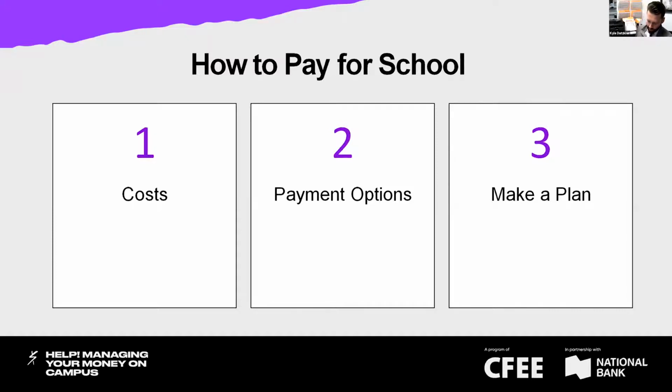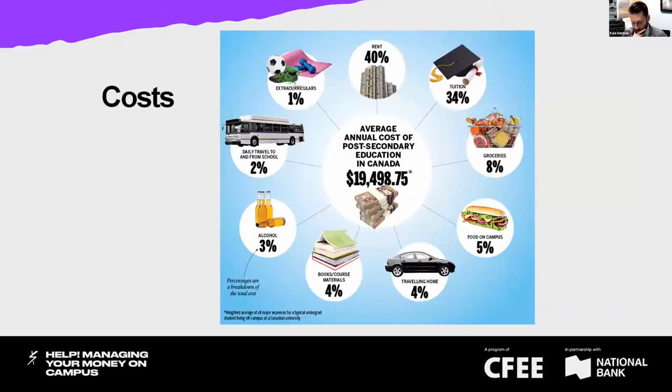So the first thing we're going to cover in this section on paying for school are the costs, payment options, and how you can make a plan for all of that. I'm sure I don't need to discuss with the group here how expensive post-secondary education is, but here's some interesting info from Maclean's magazine.